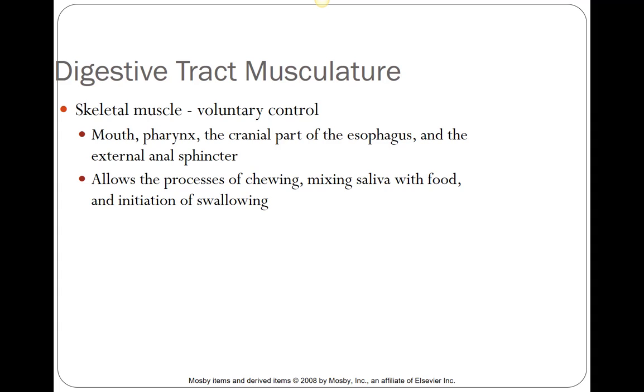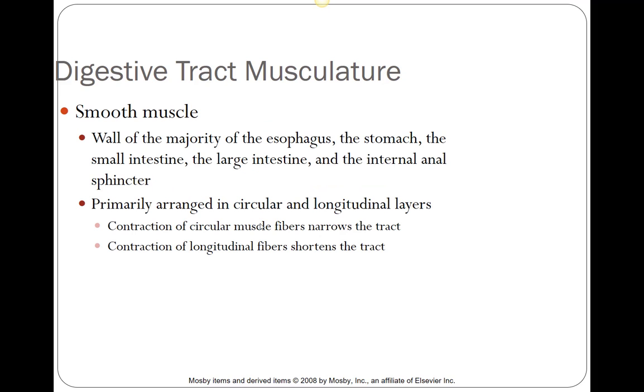One thing about the skeletal muscles in the mouth is it allows for chewing, and that chewing allows for saliva to mix with food. In a lot of species, saliva actually starts the digestive process. It also helps to lubricate the food so it can easily slide down the esophagus and make it to the stomach. And a lot of the skeletal muscle in the tongue is very important in initiating swallowing.